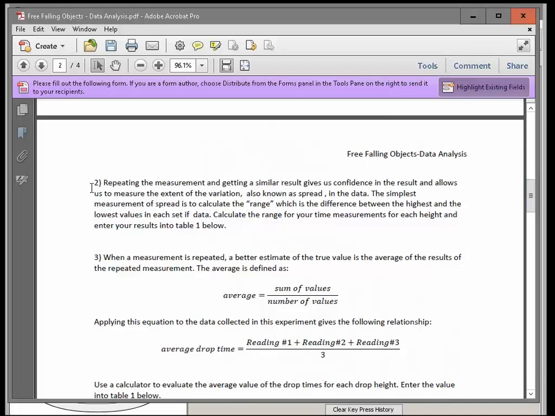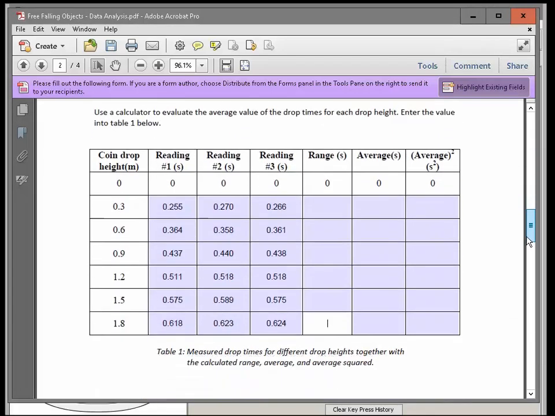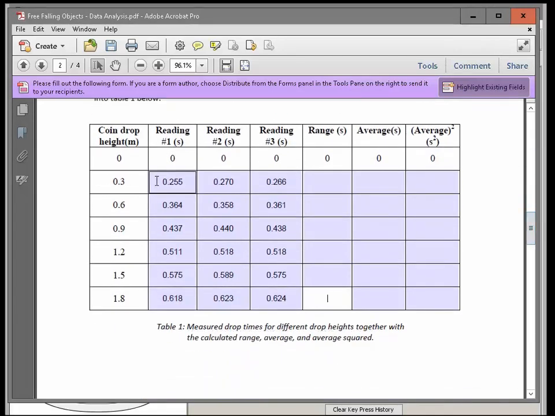In question 2, we are asked to calculate the range for each height. To do this, look at the time measurements for each height. Notice which one is the largest. In this case, the largest value is 0.270. And notice which one is the smallest. The smallest is 0.255. Subtract the smallest from the largest.